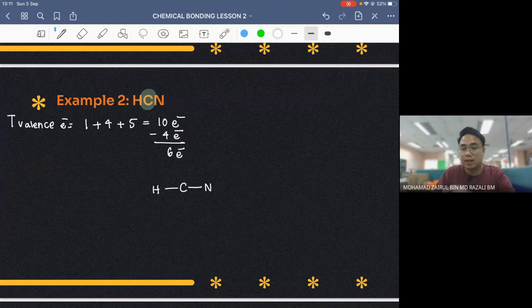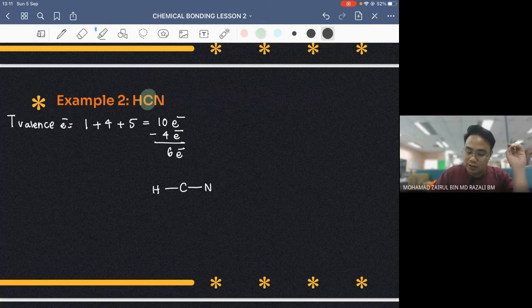Okay, remember that hydrogen only needs to achieve a duplet to become a stable duplet electronic configuration. So kalau awak tengok hidrogen ini dah ada 2 elektron. So tak perlu tambah elektron dekat hidrogen. Tapi nitrogen baru ada 2. So remember that the remainder of the electrons we need to distribute to the terminal atom.